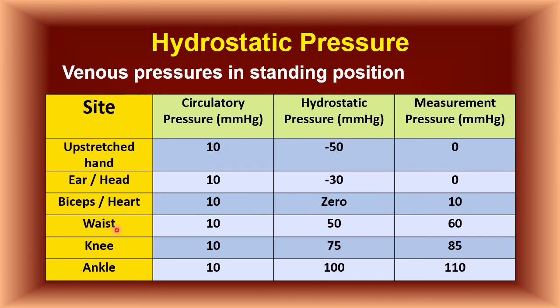When it comes to below the heart level, I have three locations here: the waist, the knee, and the ankle. Again, the waist 50, knee 75, ankle 100. The total pressure will be 60, 10 plus 50, at the waist. At the knee level, we have 10 plus 75, we get 85. At the ankle area, we have 10 plus 100 millimeter mercury hydrostatic, for a total of 110.